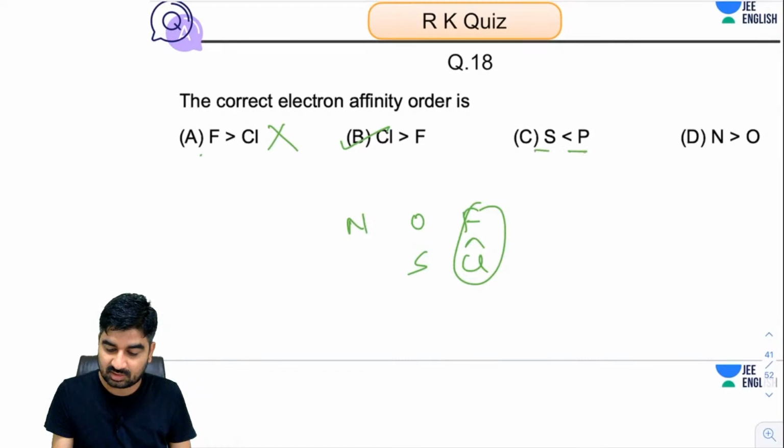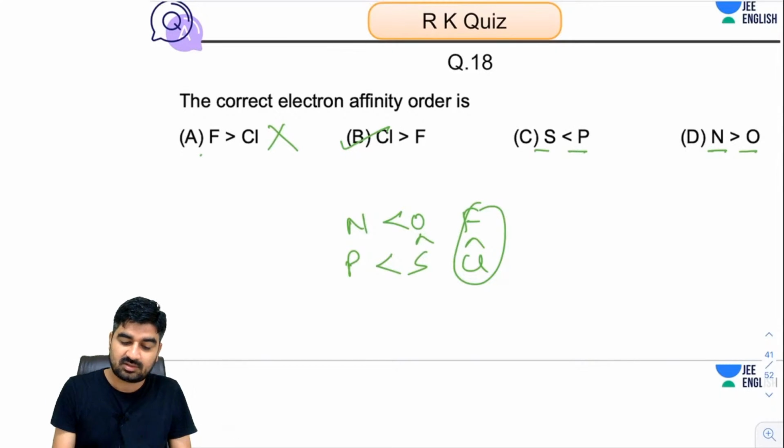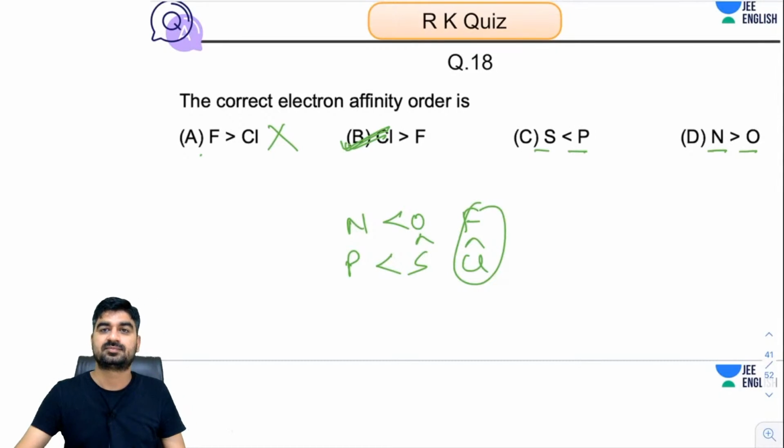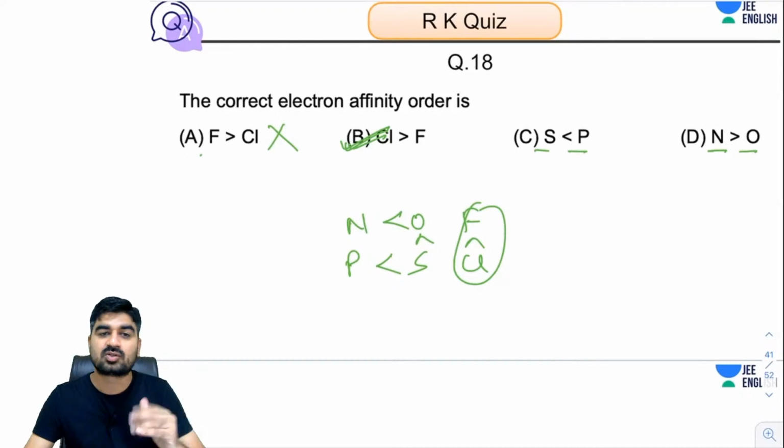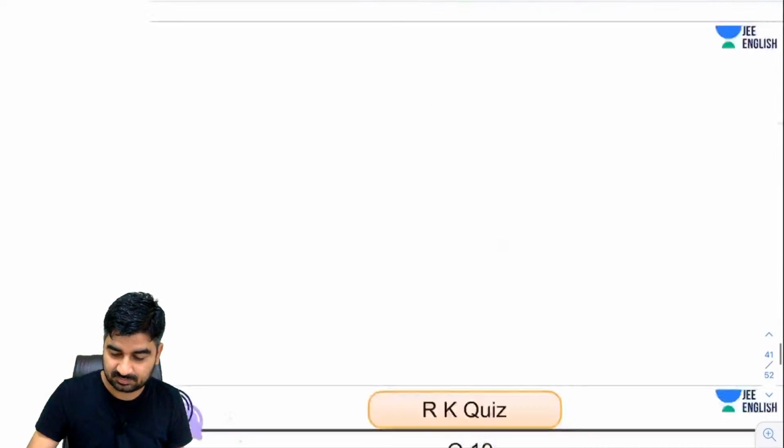Here you can see sulfur and phosphorus. Sulfur will have more. Nitrogen and oxygen, oxygen will have more. So the only answer is B. Yes. Any doubt? So let's move to the next question.